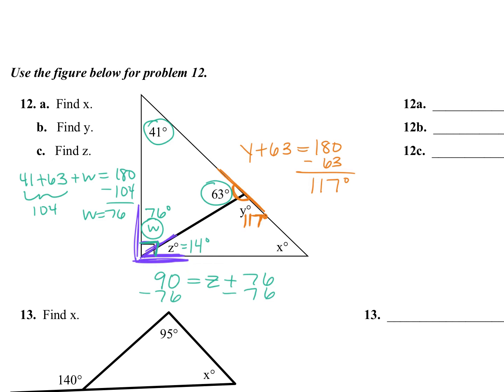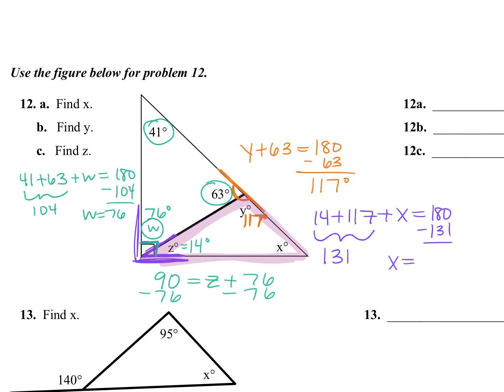What's X? 49. How'd you find it? I did 117 plus 14. I added that up, and then I did 180 minus 131. And then I got X. Okay, so here's one triangle that you could work with, right? You could say 14 plus 117 plus X will equal 180. If we simplify that, what is that, 131? Is that what you said? So take away the 131, and X is going to be 49.